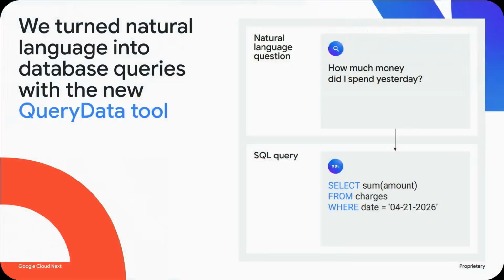So if you ask the question, how much money did I spend yesterday? That's a natural language question in English. And then it goes and generates, it sees yesterday, so it says date equals April 21st, 2026, and it creates a SQL query that will correspond to that. And it has a lot of tricks that it knows how to do to look at your database and understand the context.